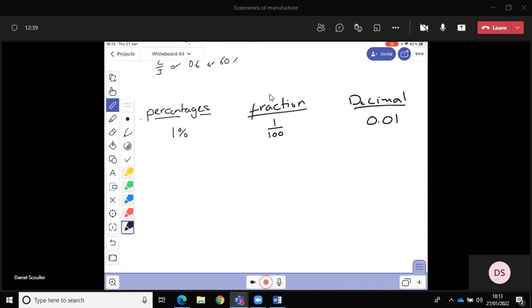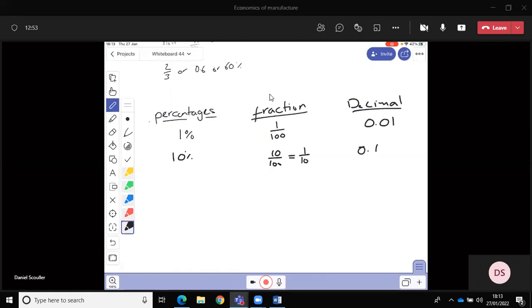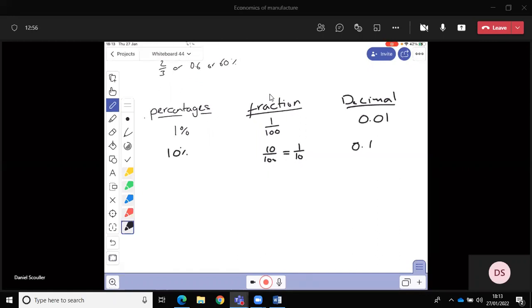10%, 10 over 100, which simplifies down to 1 over 10, which we can also write as 0.1. So again, it's 3 ways of communicating.